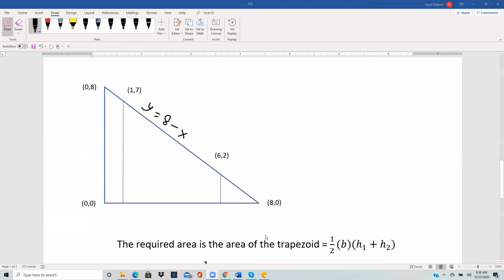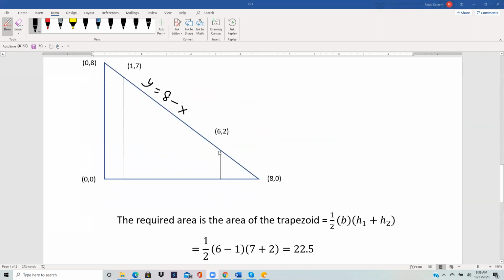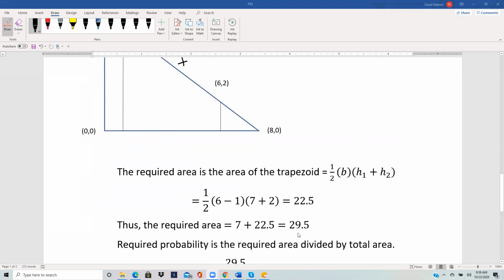And the height is 7 plus 2. We got this 7 and the 2 by putting the corresponding X values in this equation. When X is 1, Y is 7 from this equation. And similarly here, when X is 6, Y is 2. So the height here is 7, height is the Y value, and the height here is 2. So h1 plus h2 will be 7 plus 2. That gives the total area of this trapezoid to be 22.5.